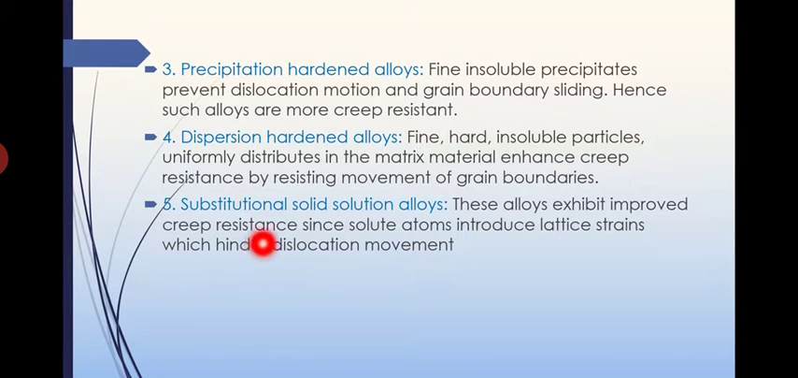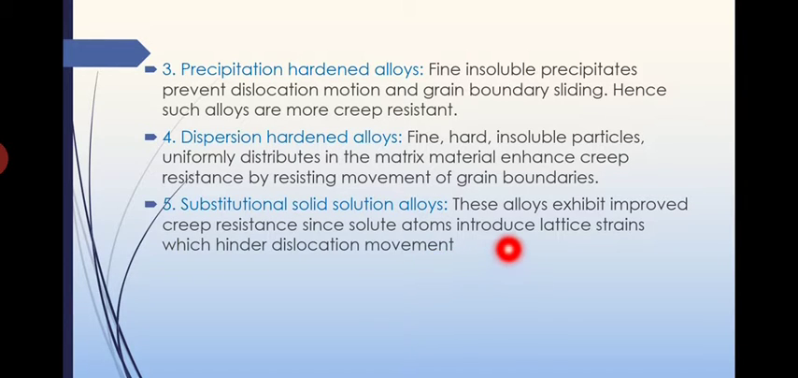Now the last one is substitutional solid solution alloys. Here instead of dispersion hardening, we will be using substitutional solid solutions. We will be substituting the parent metal atom with some other same sized atoms of another material, which will do the same thing. That is, it will be restricting the movement of the dislocation. These alloys exhibit improved creep resistance since solute atoms introduce lattice strains which hinder the dislocation movement.